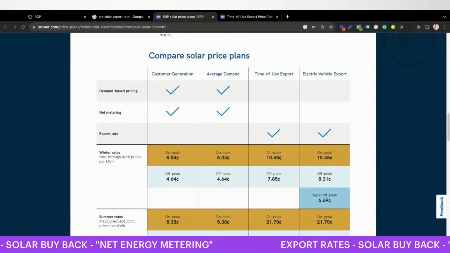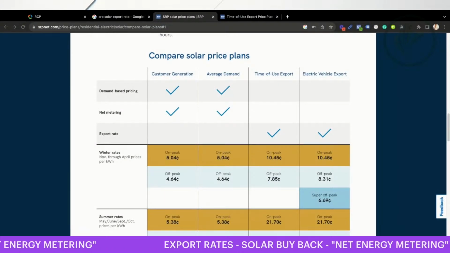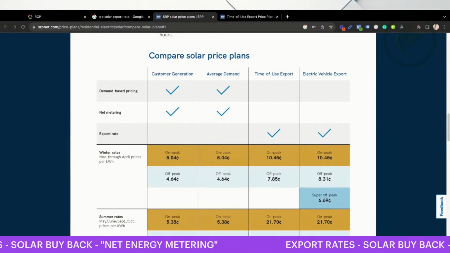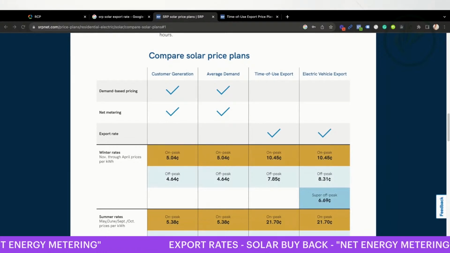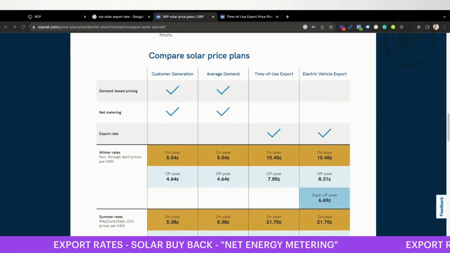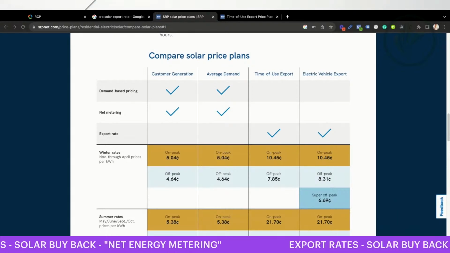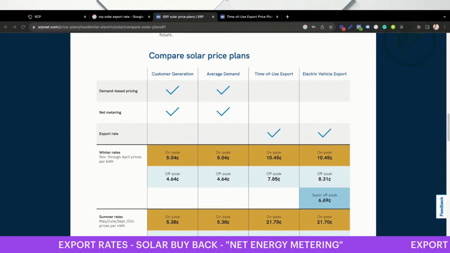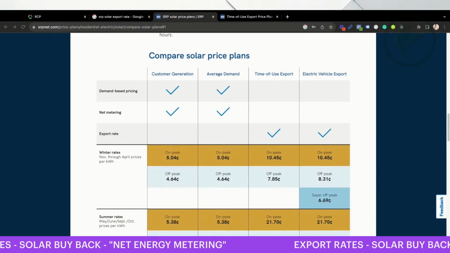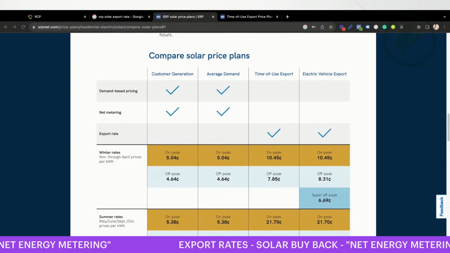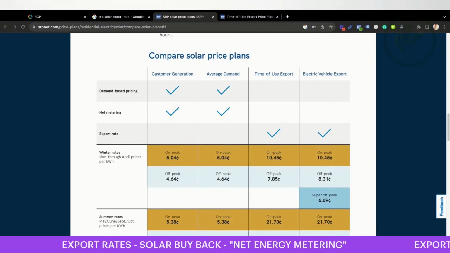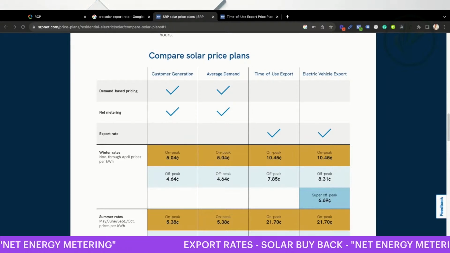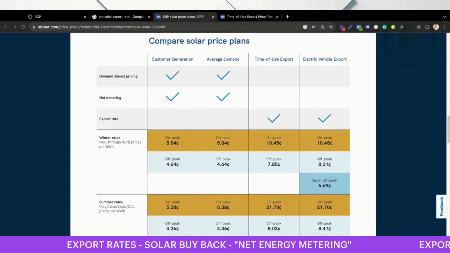So we can go through there. Demand-based pricing, these two, the customer generation plan, which I believe is the E27, and then the average demand plan, which I think is the E13 plan, but they've changed the names of it so much that I'm not even sure anymore. They both have net metering, so to speak. So this is essentially credit for credit on these two demand plans. However, the time of use export and the electric vehicle export, that's an export rate. So essentially, this would be the RCP example with APS, and this would be the old net metering plan with APS.